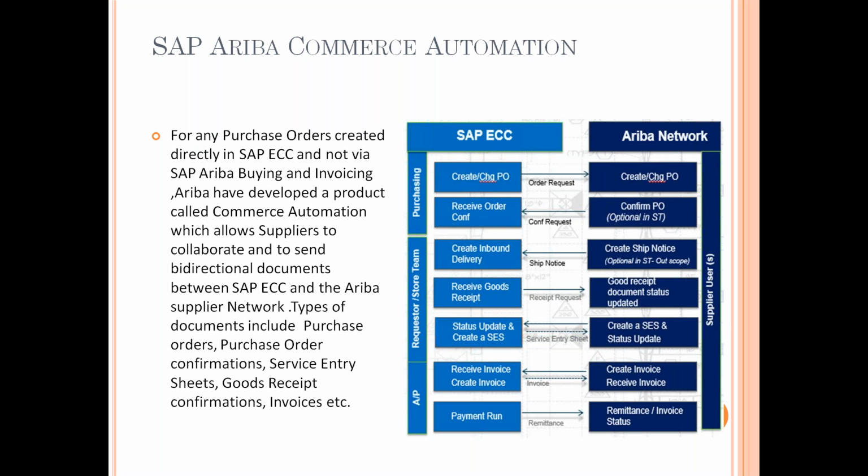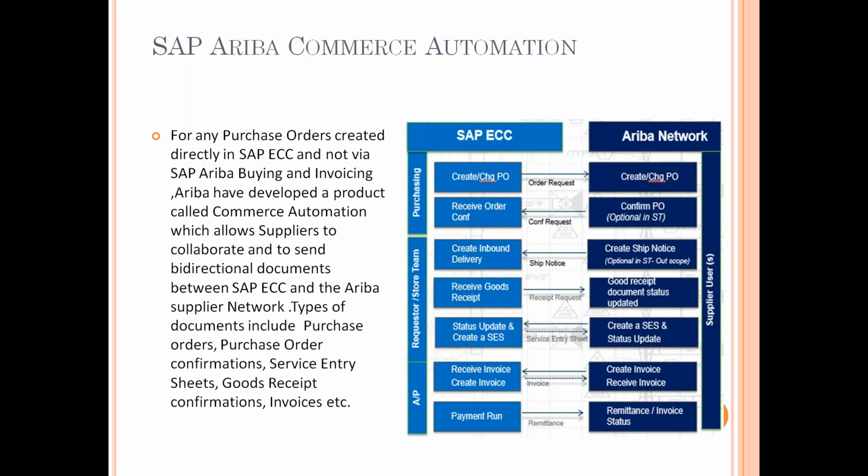So the only difference is the PR and PO creation. Why have they gone for commerce automation? Because in Ariba, you cannot do direct procurement. You can do only indirect. Yes, there will be many materials that come under direct procurement, right? So for direct procurement, you have to go for these two modules only: commerce automation or supply chain collaboration.